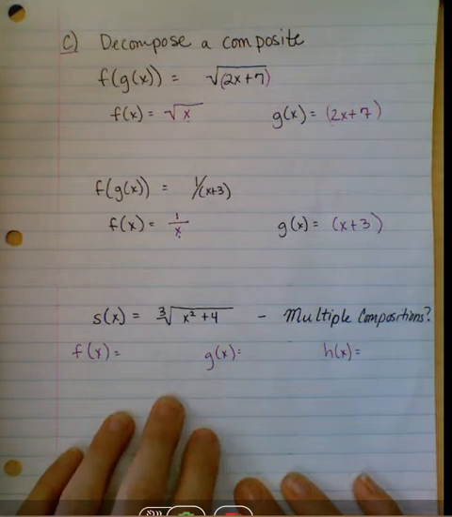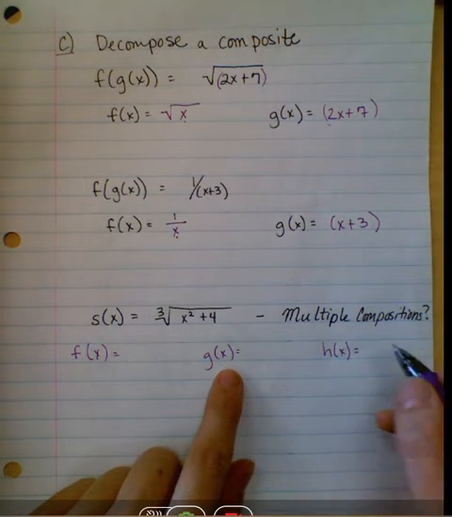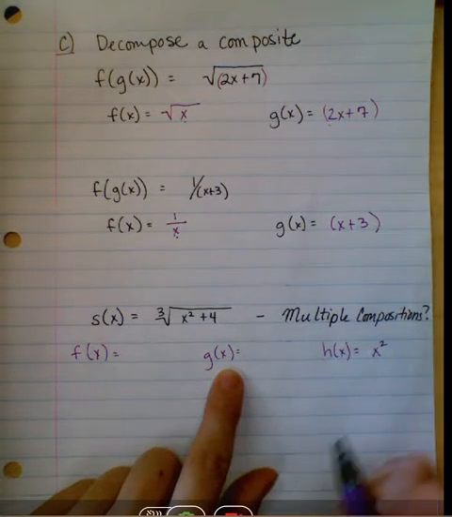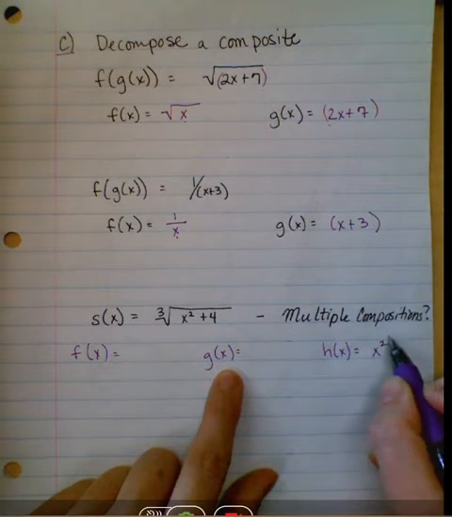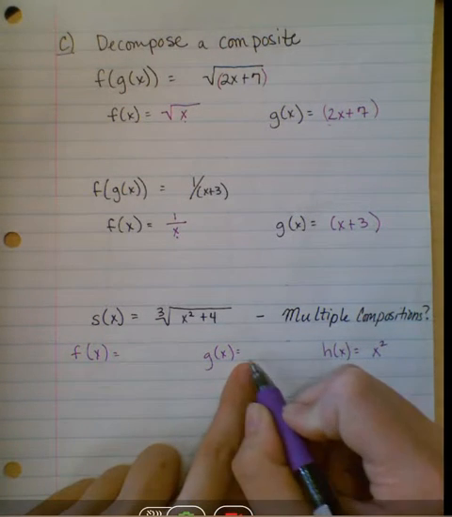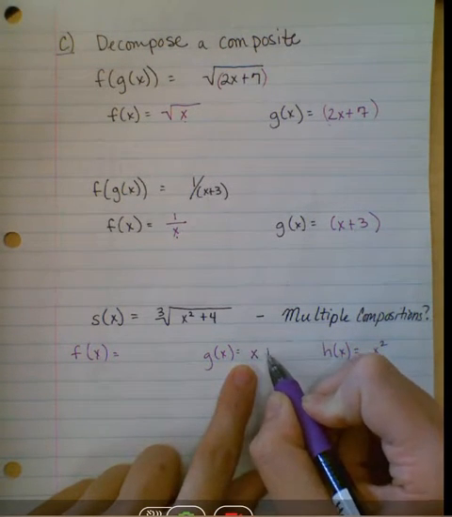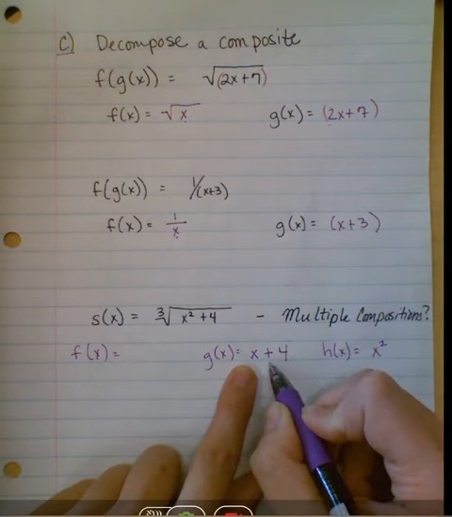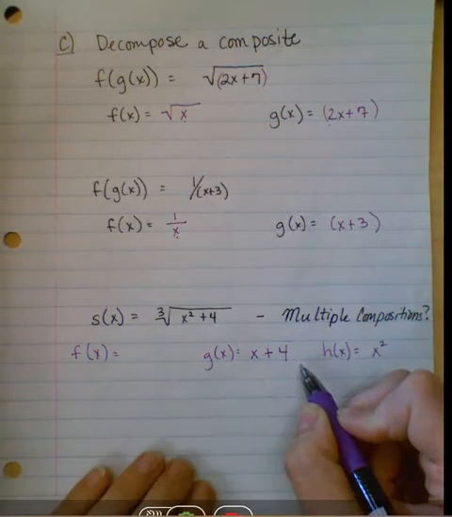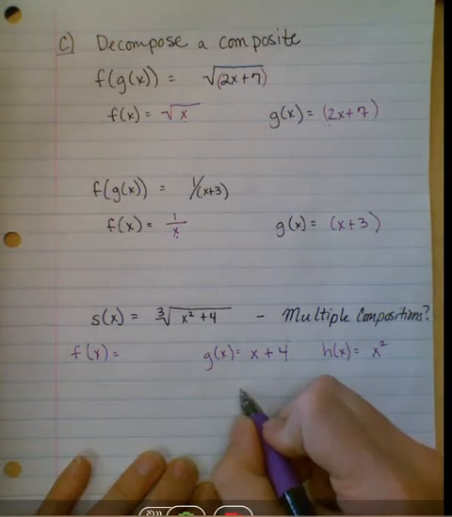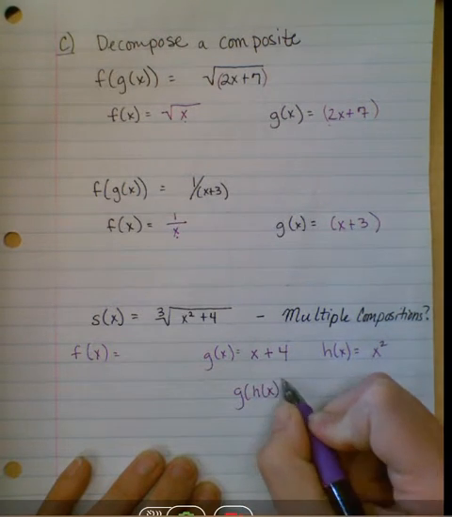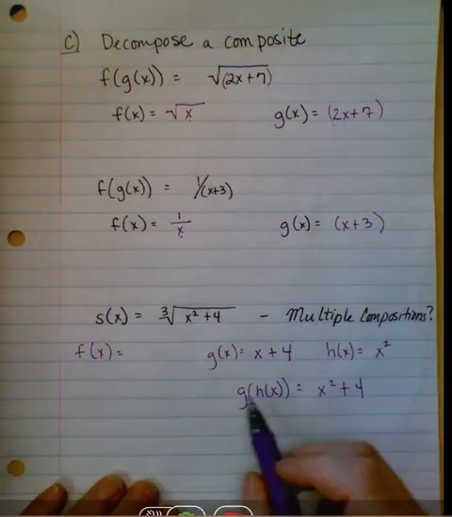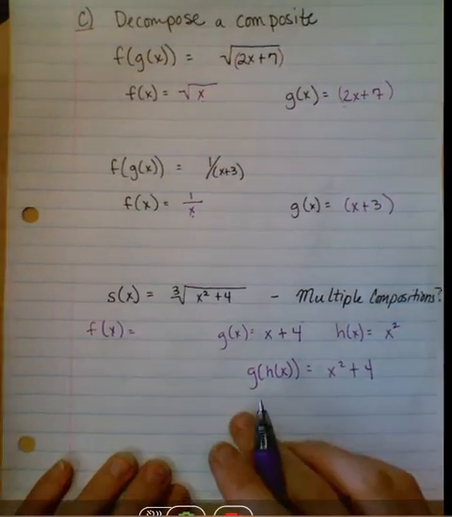So let's say our very original function is x squared. Okay. And then here I take my x squared and I plug it in for x. Well, what would x have to be? X would have to be x plus 4. So then if I plugged in x squared here, it would then become x squared plus 4. And then I have g of h of x would be x squared plus 4.